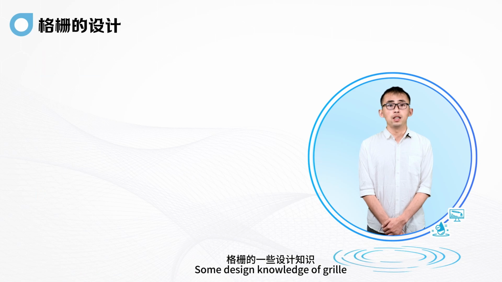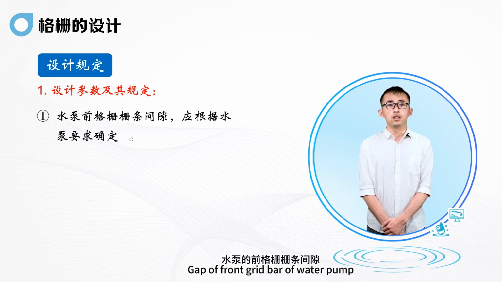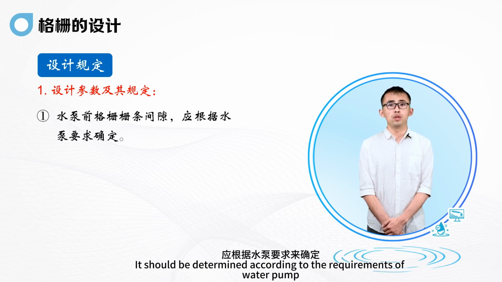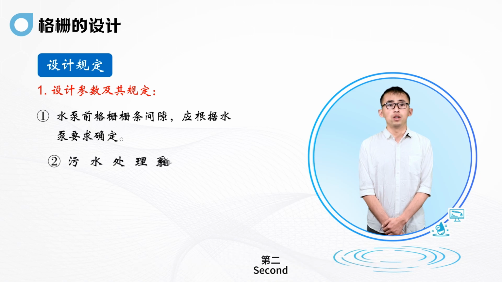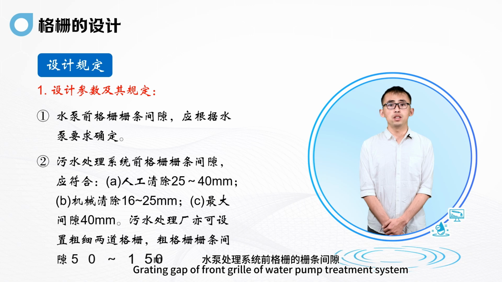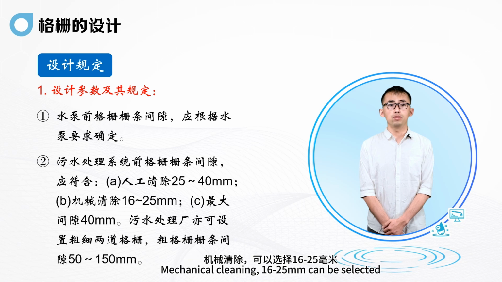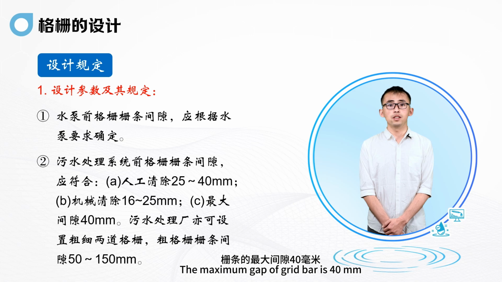Some design knowledge of grill. First, the design parameters and their regulations. Gap of front grid bar of water pump should be determined according to the requirements of water pump. Second, grating gap of front grill of water pump treatment system: 25 to 40 mm can be selected for manual cleaning, and 16 to 25 mm can be selected for mechanical cleaning. The maximum gap of grid bar is 40 mm.